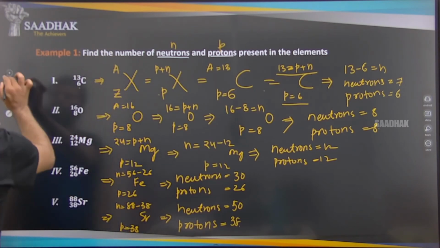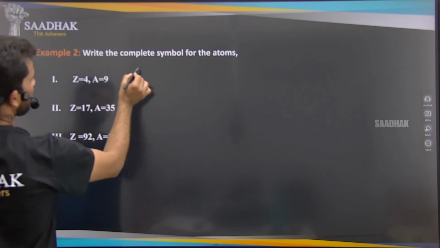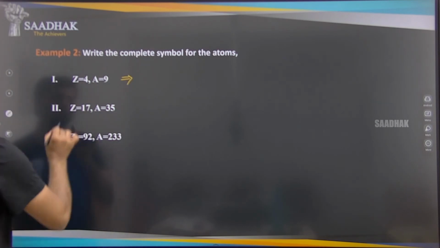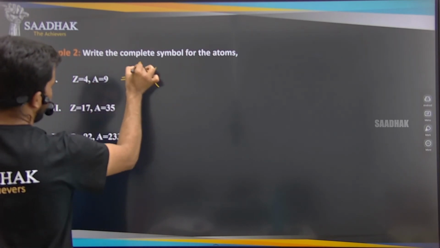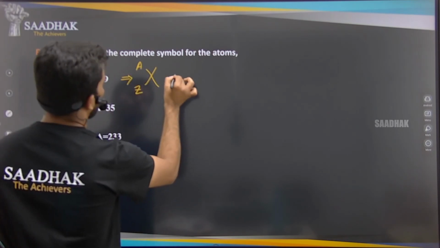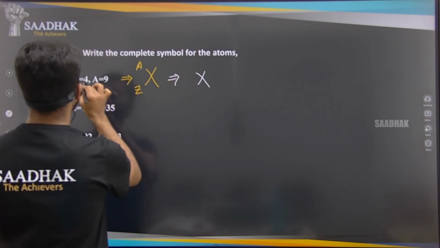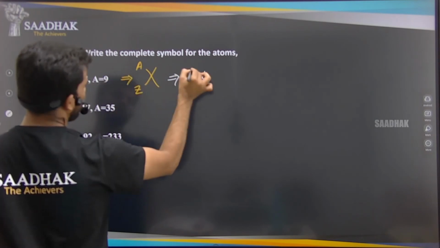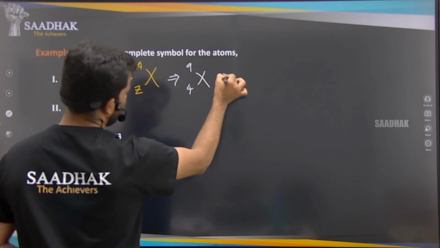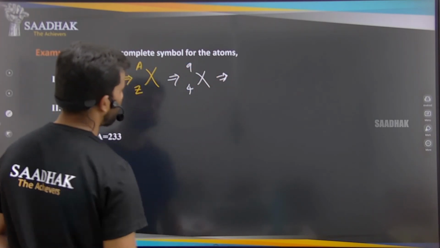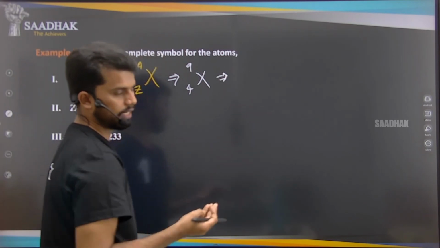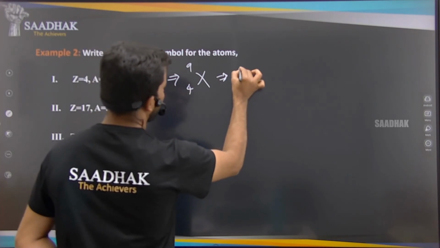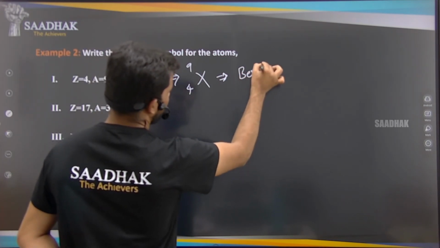Okay. Next, a very simple question. Complete the symbol for the atom. So we have Z, we have A. Start with this. This is A and this is Z. Now, what is Z? 4, and what is A? 9. What is the element with atomic number 4? Is it hydrogen, helium, lithium, or beryllium? That will be beryllium.